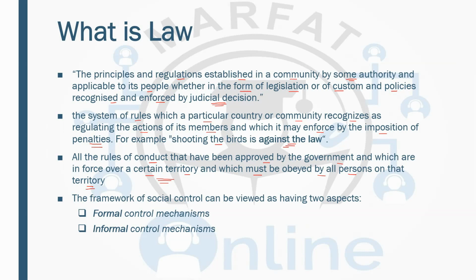Say, for example, you're talking about shooting the birds is against the law. What about the people who are living in the jungle, who are living in the wild? Obviously, they are eating those things as part of their food. You cannot apply that law over those people. So the law will be having the boundaries. Now, there are two types of mechanism. One is known as the formal mechanism, another is known as the informal mechanism.